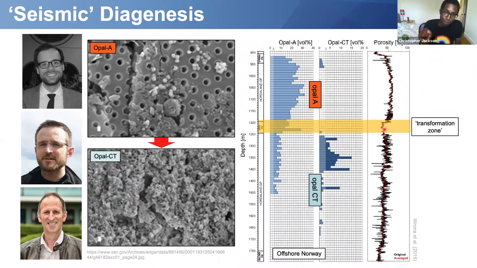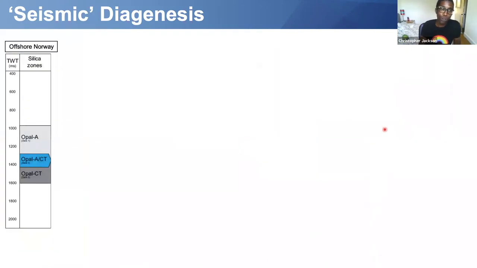So given that microscopic set of analyses we did, what does that then say about this tool I talked about at the beginning of the talk, the seismic data? Well, let's go to offshore Norway. Let's stay with that same borehole on the left-hand side. I've left the same zones on there in grey, blue and dark grey. And now we're going to look at a seismic profile which goes through that borehole location.